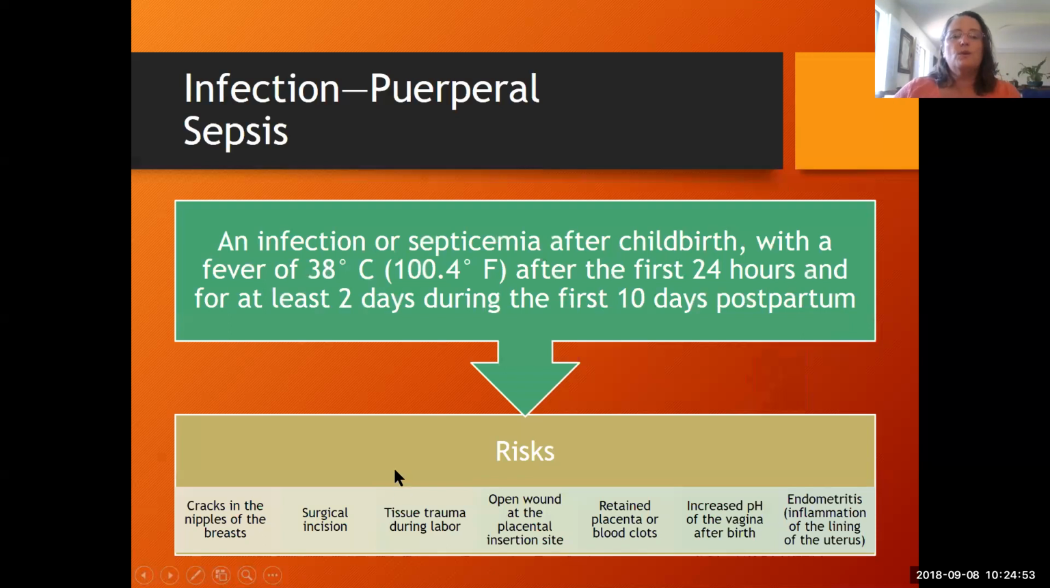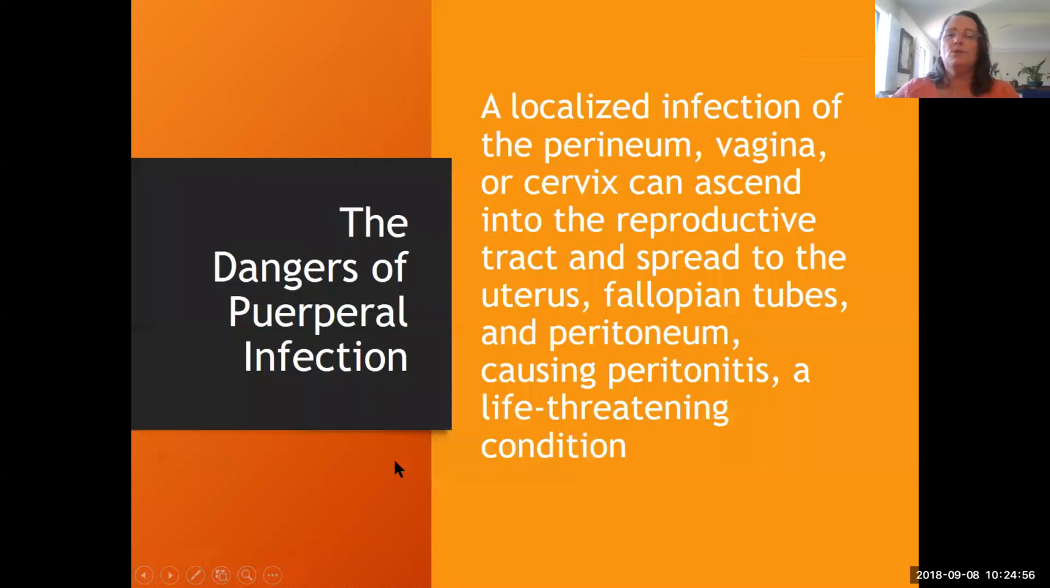So we just want to be mindful of that and give the mom good information. So the infection, if it is actually in her perineum or the vagina or the cervix, it can spread up into her uterus, fallopian tubes. It can get into the peritoneum, cause peritonitis, which can be life-threatening. So uterine infection or an infection following childbirth is severe.